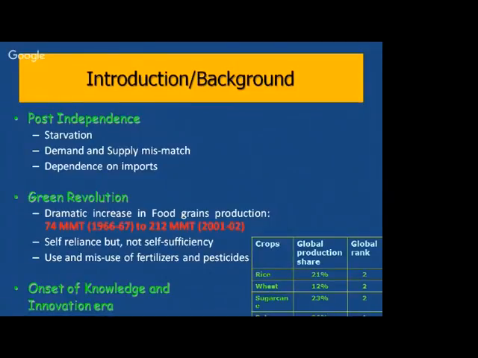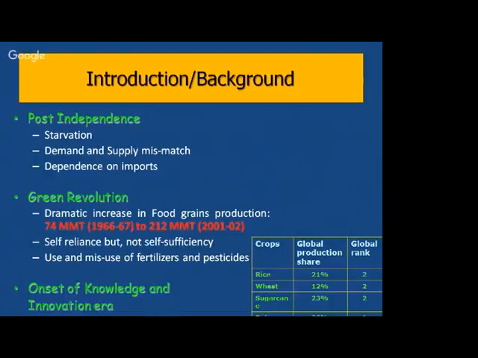Although that is the challenge, I'll tell you something about the background. Post independence, what happened? We were under starvation. India was considered a country wherein a lot of starvation happens. People were not having food, and there was a mismatch of demand and supply. The required amount of food was not equal to the amount being produced, and we were mostly dependent on imports. Then the Green Revolution happened. After the Green Revolution, food grain production dramatically increased from 74 million metric tons in 1967 to 212 million metric tons. That is almost a triple or four times rise.